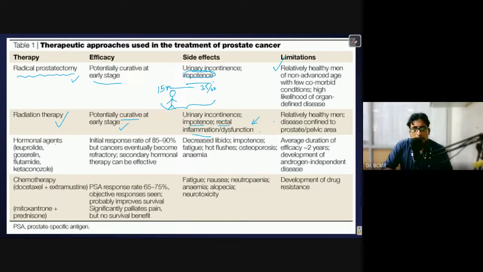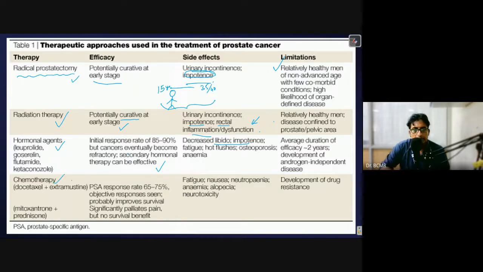Hormonal agents can be used, as discussed, to reduce the amount of testosterone produced, or to bind testosterone or eliminate it from the body. Many of those things can be done, but then there could be a lot of functional problems with reduced libido, impotence, and other things.